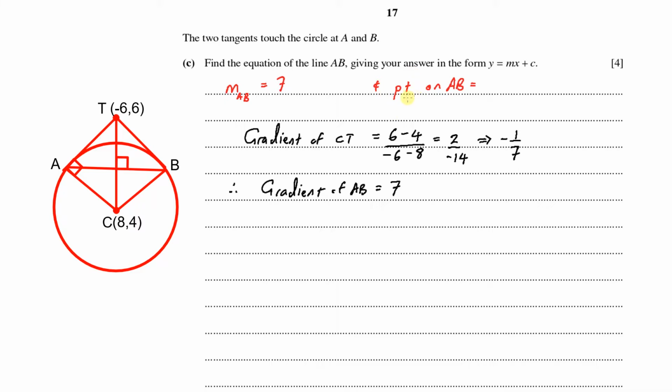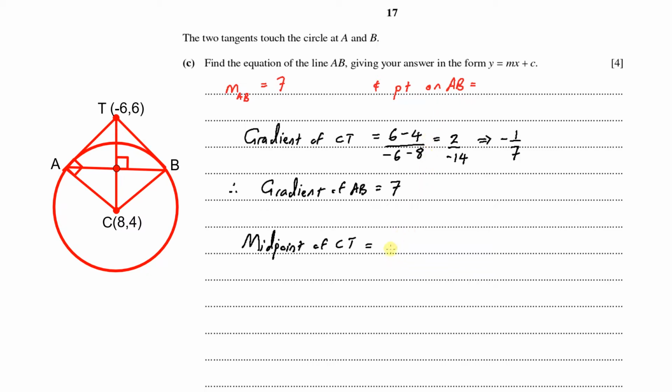Now let us look for a point on AB. Now for a point on AB, we can make use of the fact that the two diagonals for this shape here should bisect each other, which means this point here also happens to be the midpoint of CT. So they're sharing this point. So let's work out the midpoint of CT.